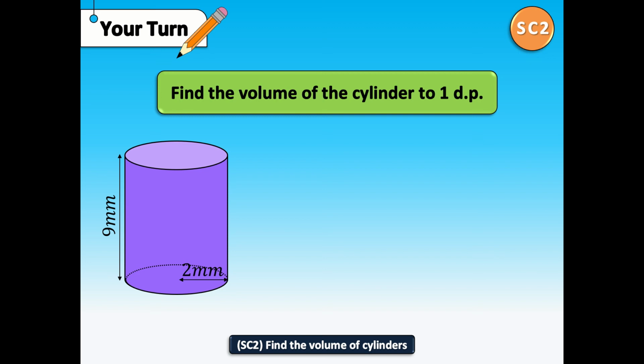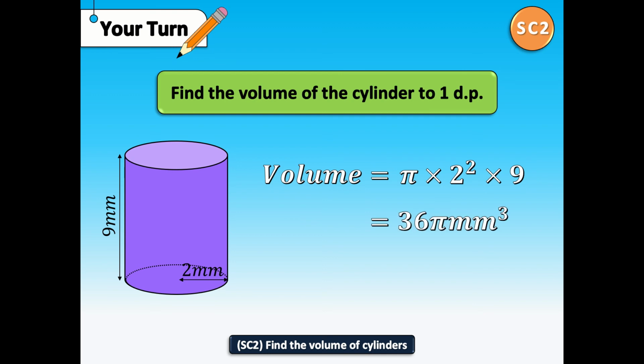Here's a question for you to have a go at. Pause the video, and when you're ready to see what you should have done, press play. So we want to find the volume of this cylinder. So we do pi times 2 squared times by 9. In terms of pi, that's 36 pi. And to 1 decimal place, that's 113.1 millimeters cubed.